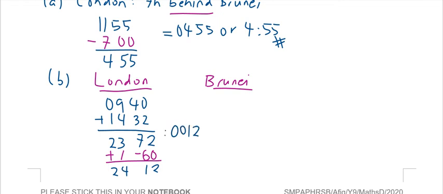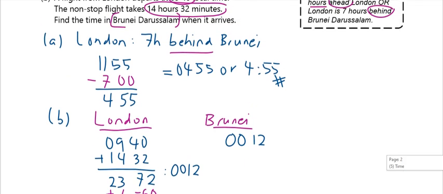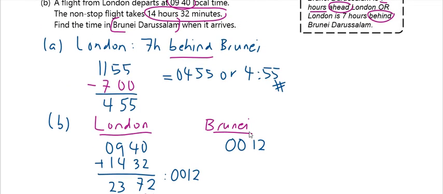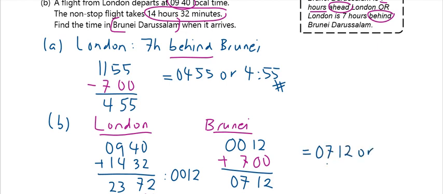This is the time of the landing in terms of London time, but when you want to find it in Brunei time, you have to add or subtract. Here Brunei is 7 hours ahead of London, so you have to add 7 to it. So the arrival time in Brunei Darussalam will be 0712, or you can say it is 7:12 a.m.